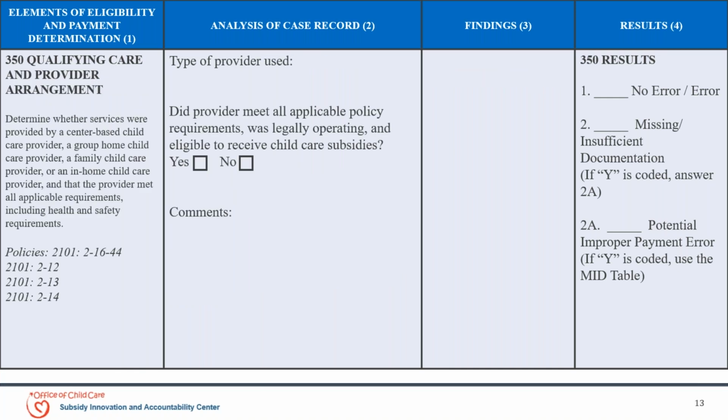Okay. In element 350, we look at what type of provider was used and whether the provider met all of the applicable requirements. So this was a family child care provider, and yes, the provider met all of the requirements.